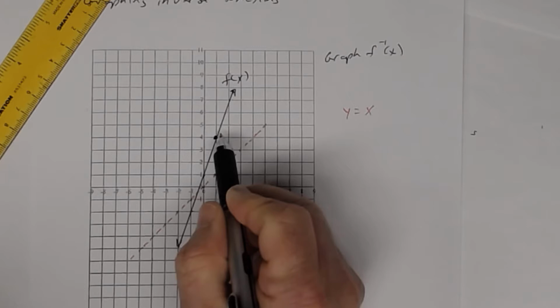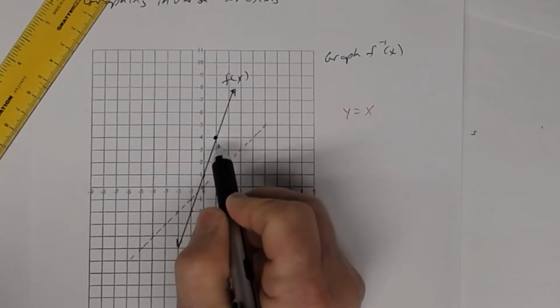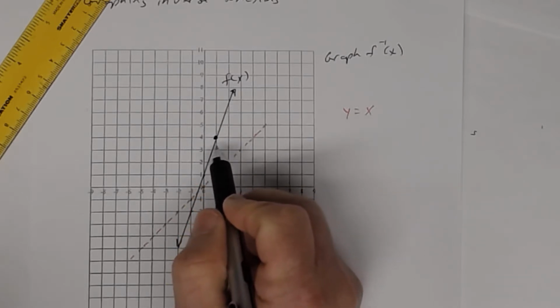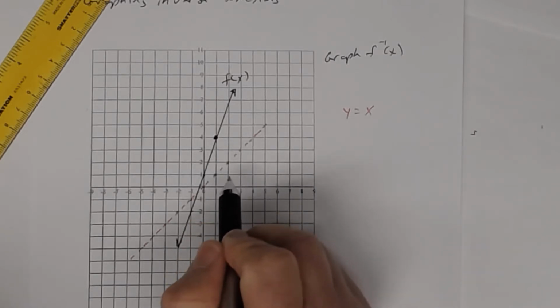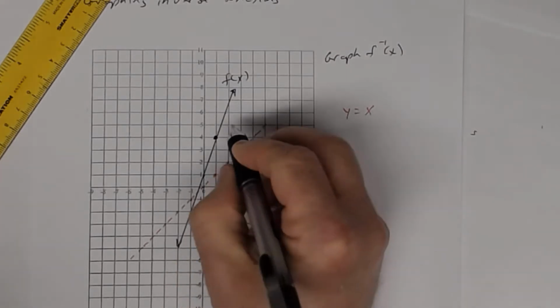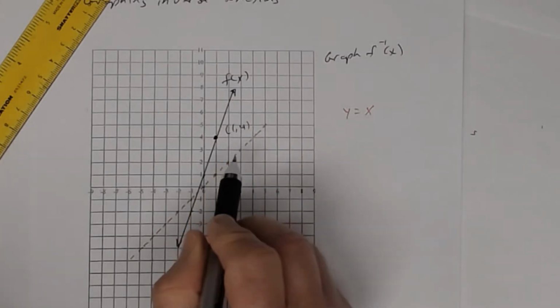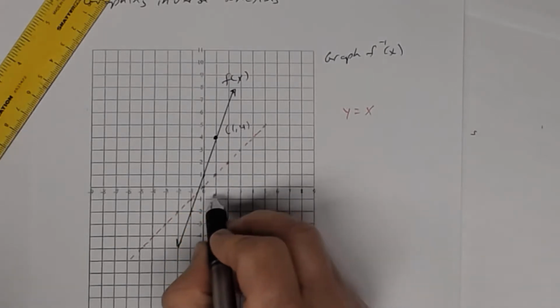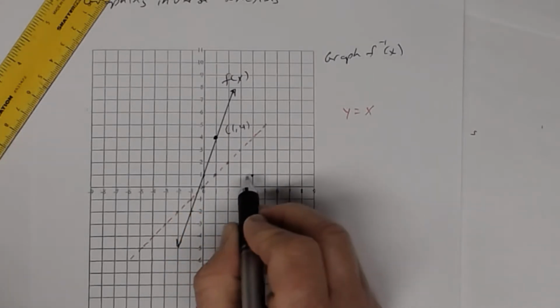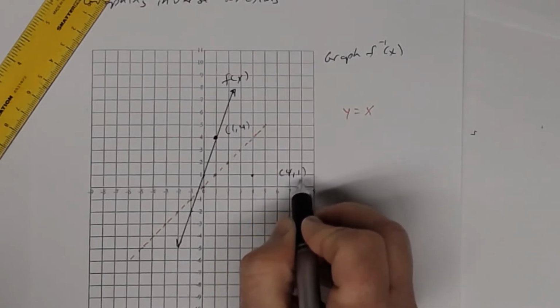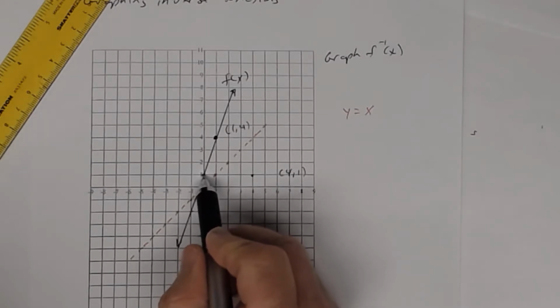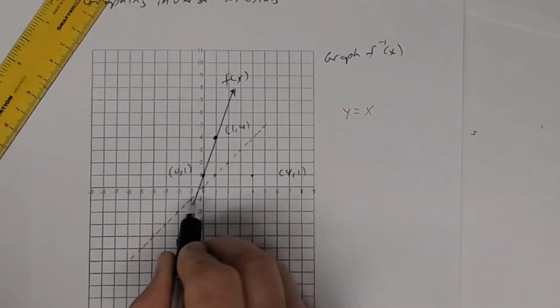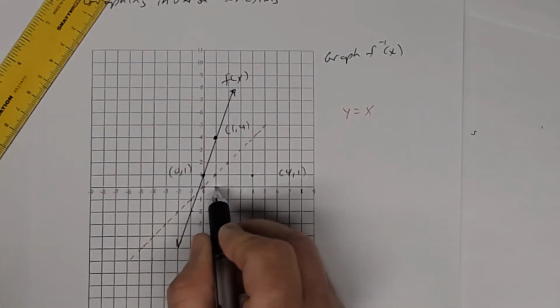If 1, 4 is on the function, then on the inverse you're going to interchange the coordinates, and that's going to be the point on the inverse. So 1, 4 becomes the point 4, 1. So this is 4, 1 on the inverse right here. And then let's look at another point. Here's another point right here, 0, 1. 0, 1 is on that line, so 0, 1 becomes the point 1, 0 right here.